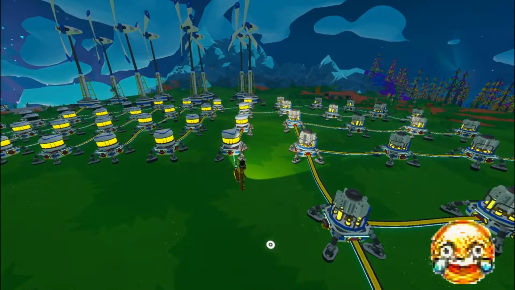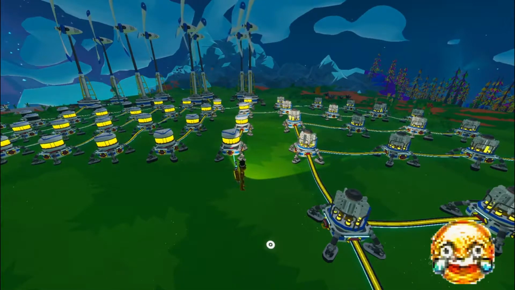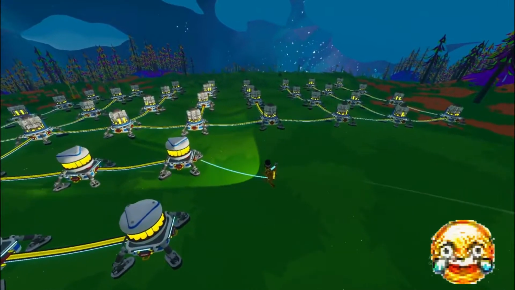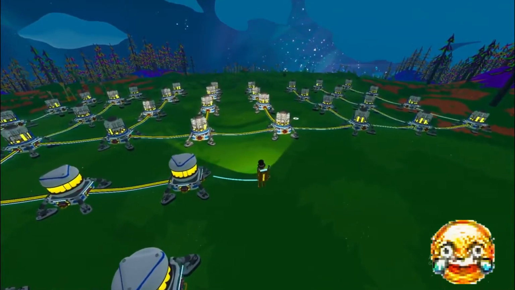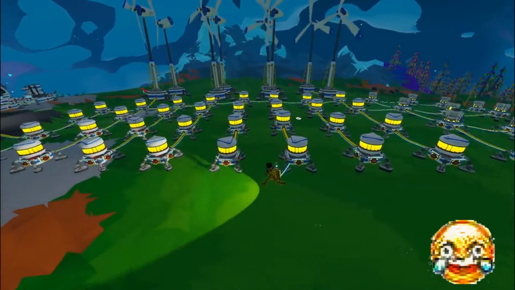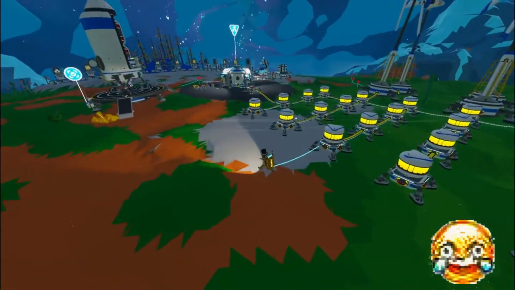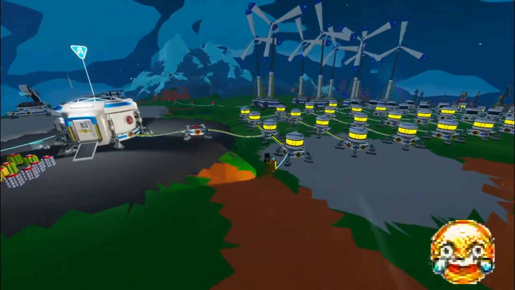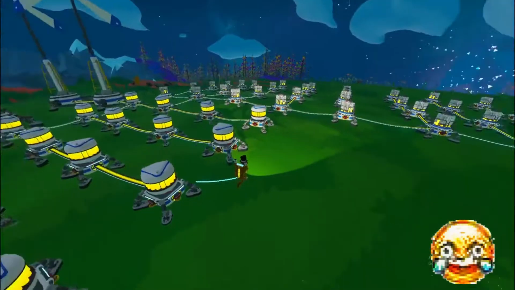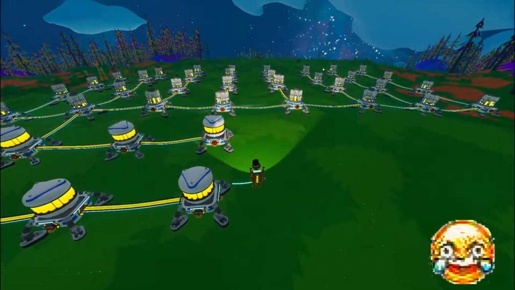But again, what does that mean for you, the viewer? Well, it basically means that RTGs are easily the king of power in this game. I mean, think about it. This entire system is only proven to be able to generate 160 units of power per second, and this entire mass on the left of all these wind turbines and batteries only produces 32 out of all that. Which begs the question, should the RTG actually be in the game?